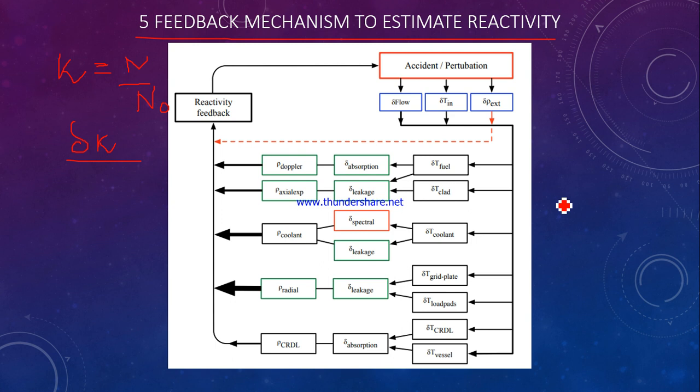This diagram is showing that. I will explain it in brief. If there is a perturbation, it will be reflected in the coolant flow or the inlet temperature change, or say there is an external perturbation, a change of reactivity, external reactivity we added, which is called reactivity insertion. So how are these things going to change? Here you see the change in delta T in fuel and delta T in clad, and from there, as I told, it involves some mathematical derivation and stochastic process to estimate the absorption, leakage and spectral.